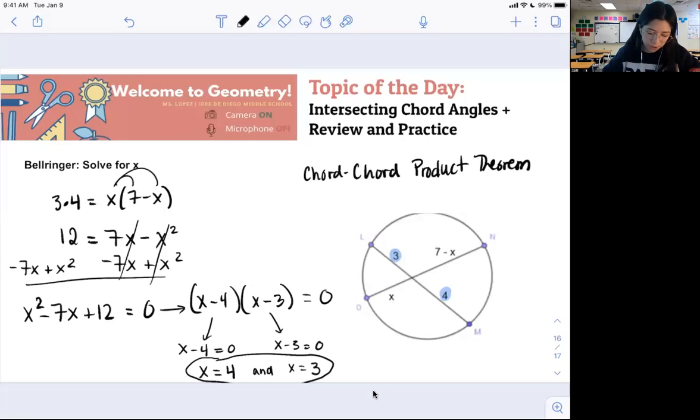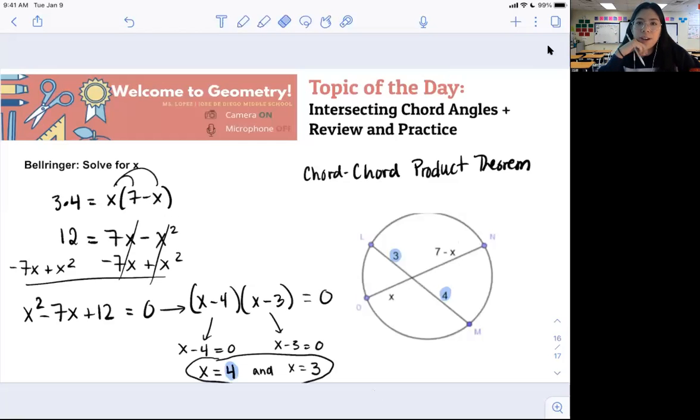And you can plug it in just to check. It'll give you the same product. Yeah. So let's plug it in and check. If it's 4, you get 4 over here and 3 over there, so 4 times 3, we get 12. If it's 3 instead, it's still going to work, because if I have a 3 over here and a 3 over there, it also works out. Okay, I understand now. So there are two solutions. Good.